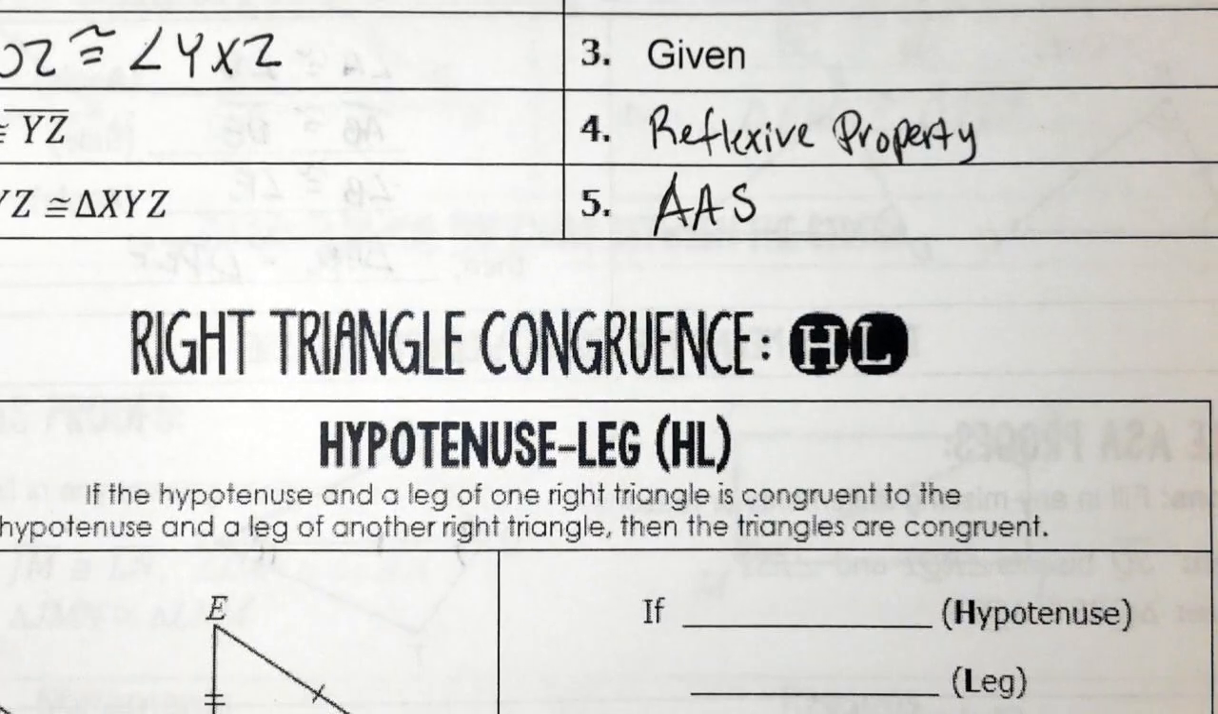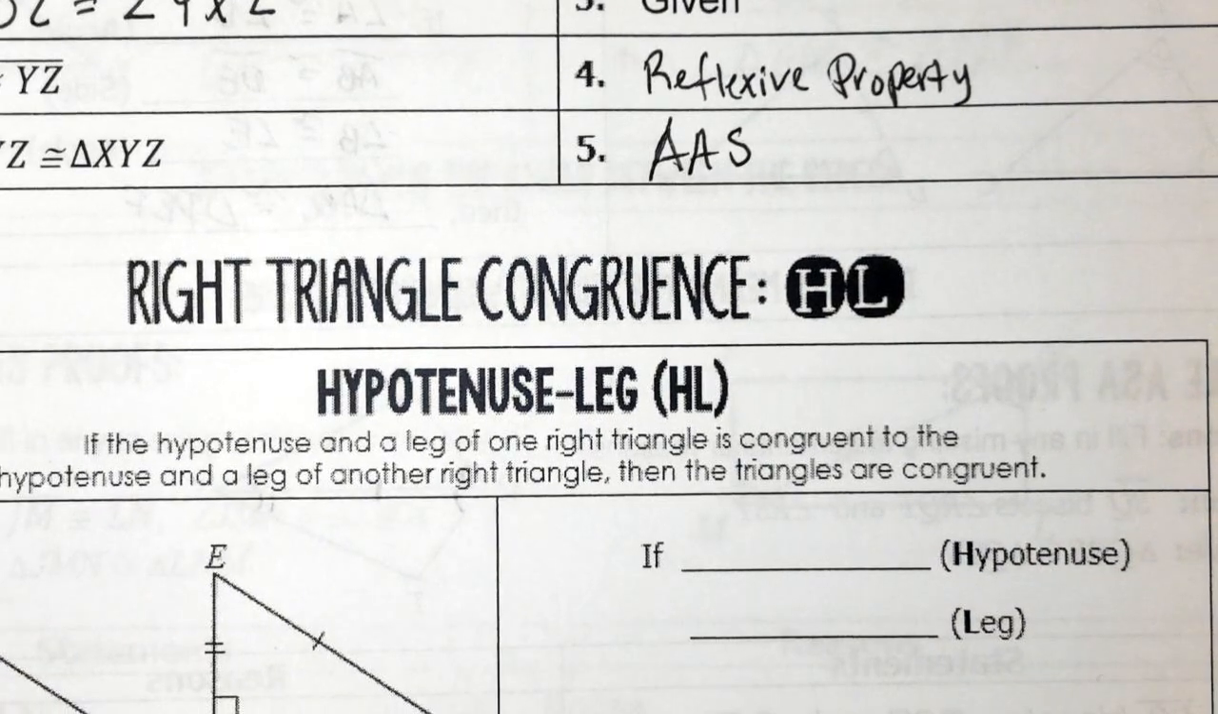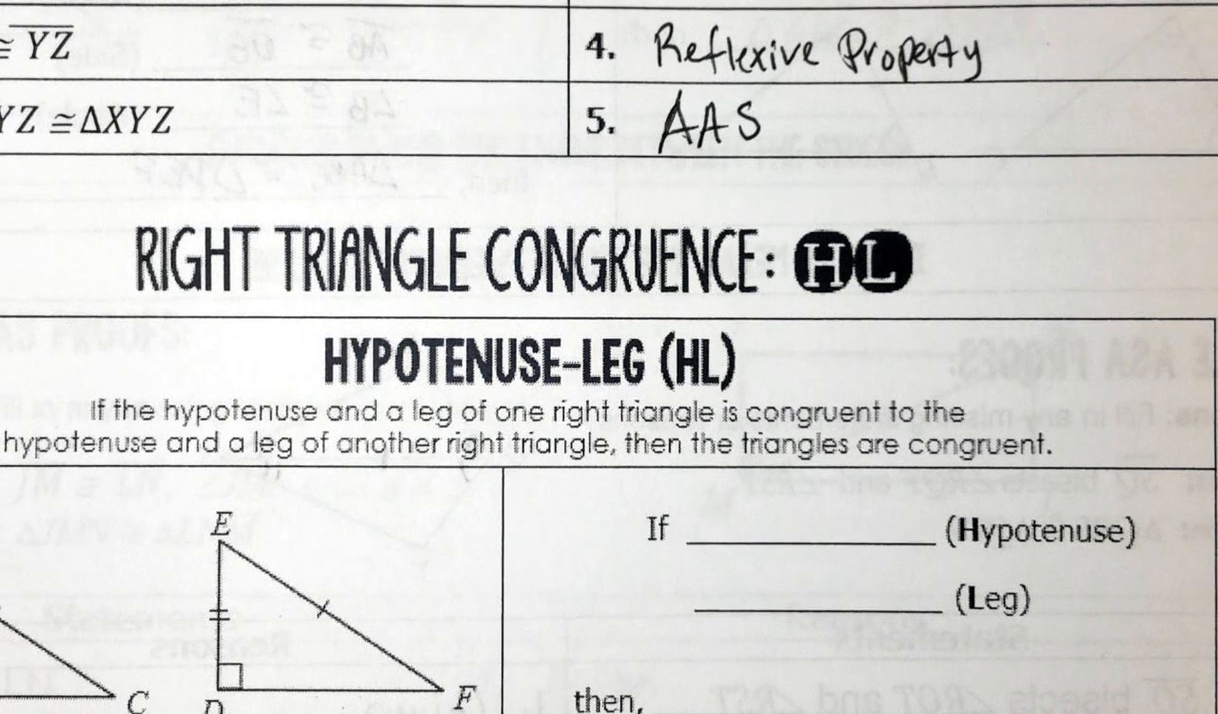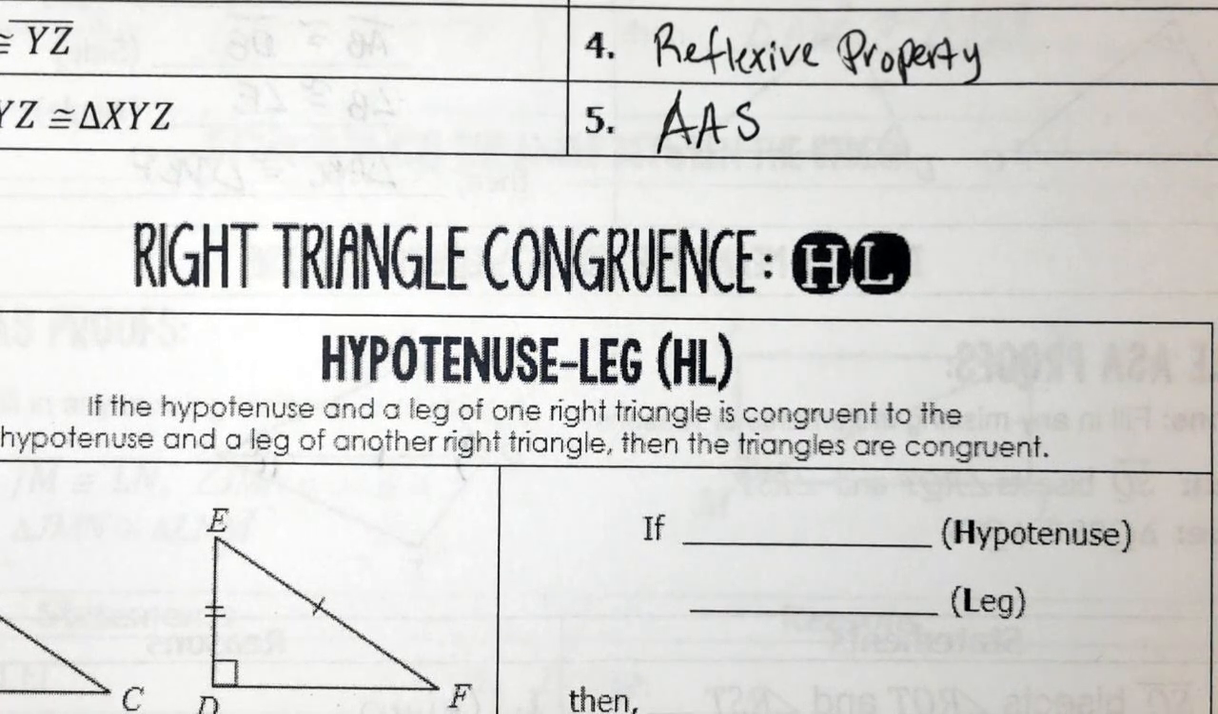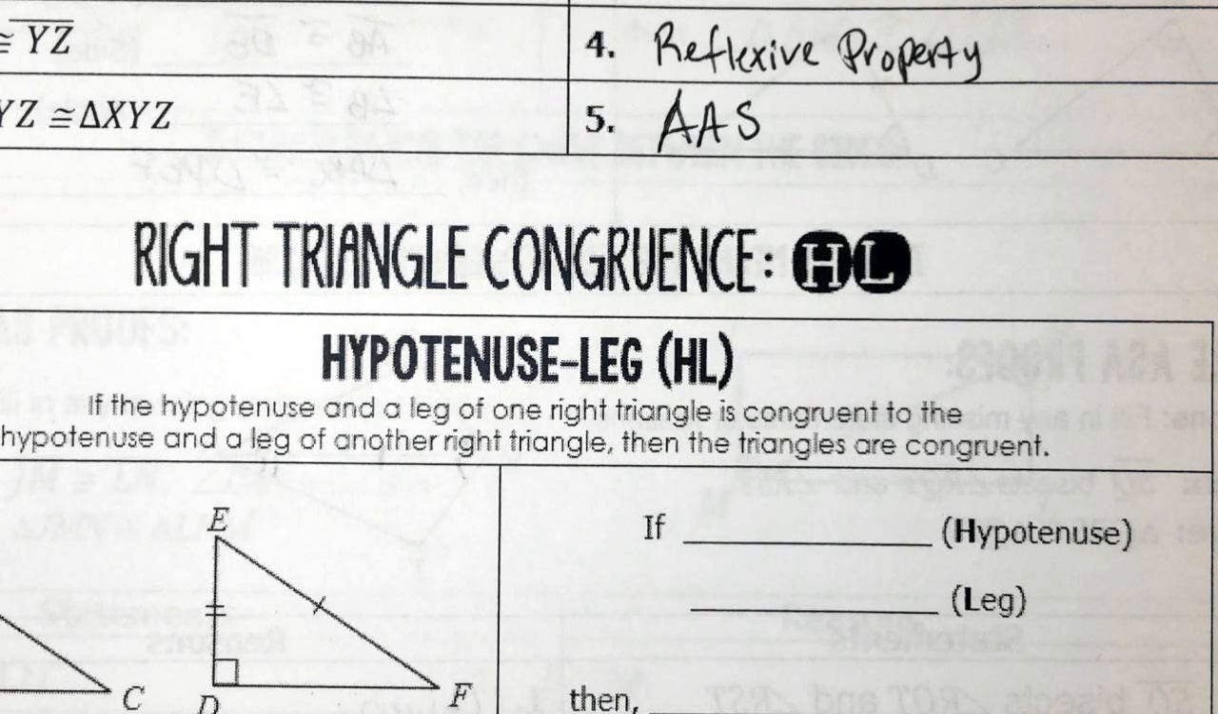The last one is right triangle congruency using HL. Remember, HL can only be used on right triangles. It says if the hypotenuse and the leg of one triangle are congruent to the hypotenuse and the leg of another triangle, then the triangles are congruent. They have to be right triangles though.